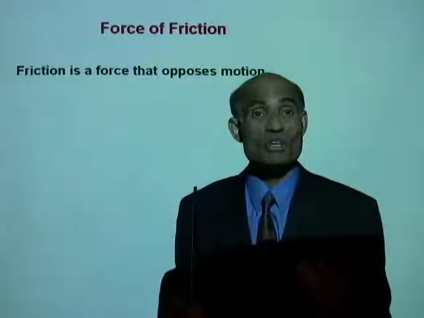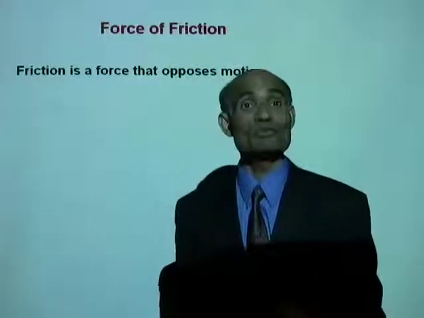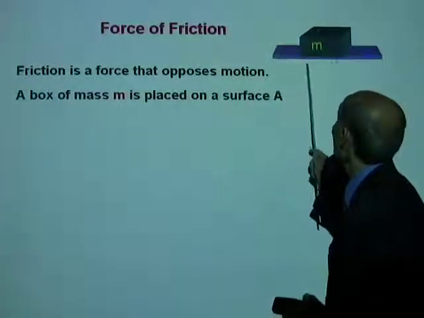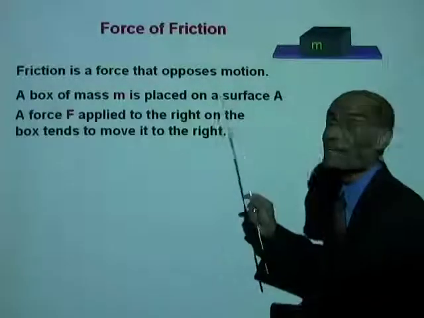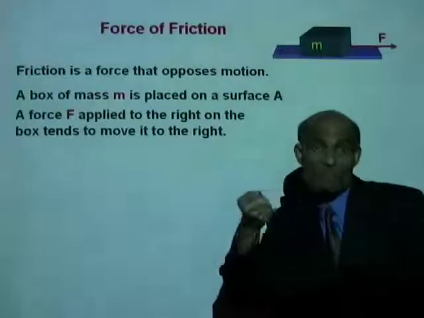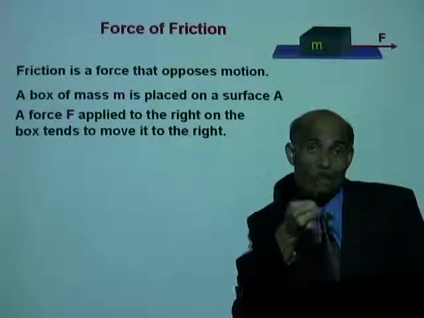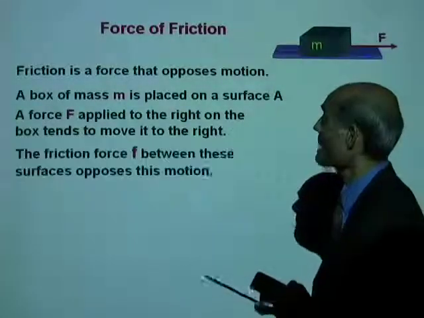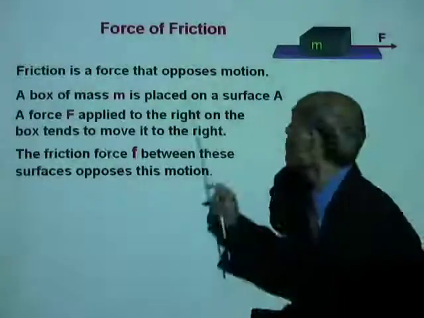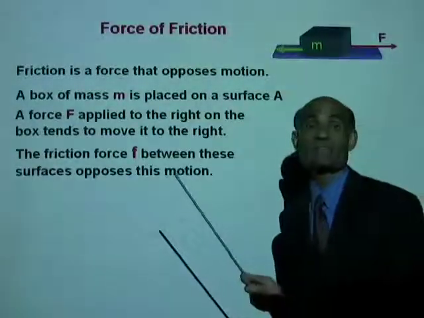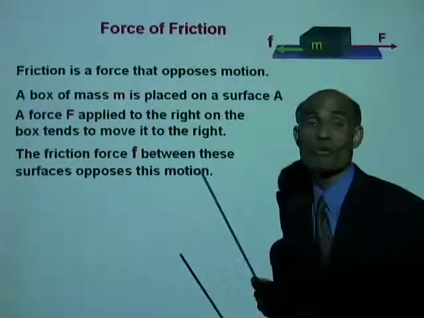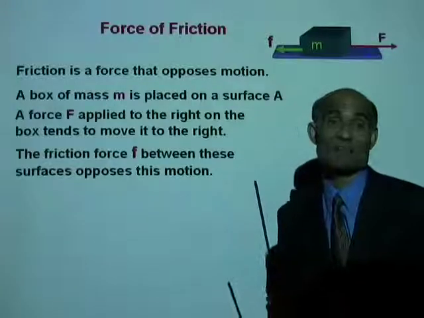Friction is a force that always opposes motion. A box of mass m is placed on a surface A, and an applied force F tends to move it. The applied force F wants to move it to the right. Now what happens? The frictional force between these surfaces will oppose the motion, acting in the opposite direction. We will represent frictional force by the lowercase f.